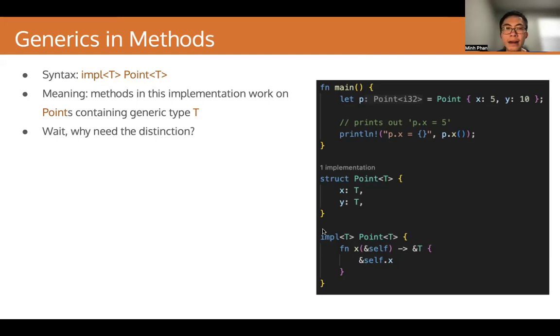So what this syntax means is that methods in this impl block work on Points containing the generic type T. That means type T can be anything. It can be integers, it can be floats, it can be characters, it can be strings, it can be anything. Wait, so why do we need to specify that the impl block will work on all types T when we know that Point can contain all types T? Why do we need a distinction?